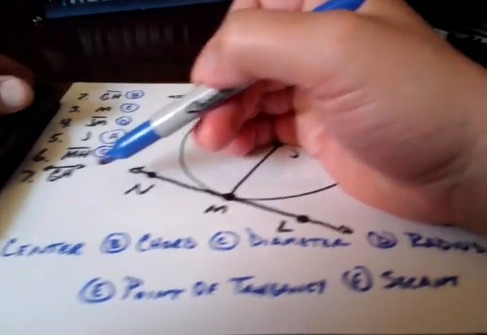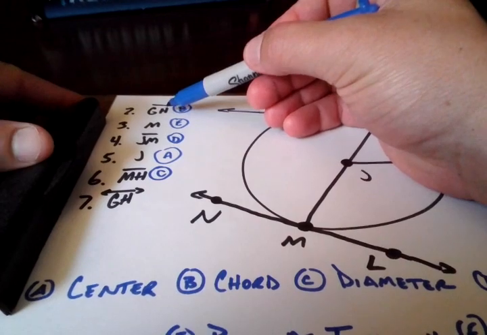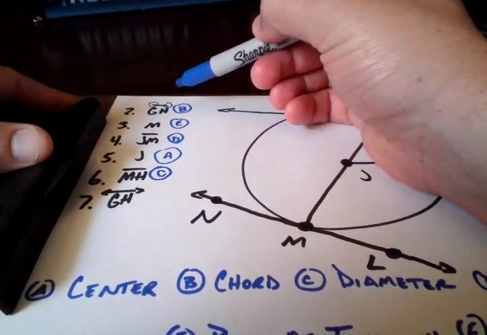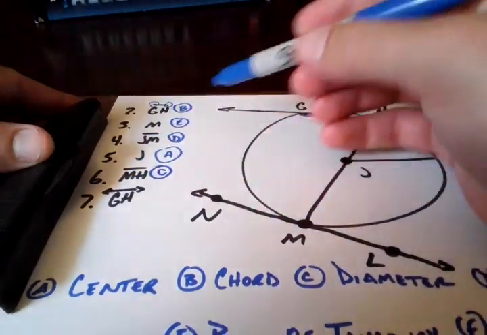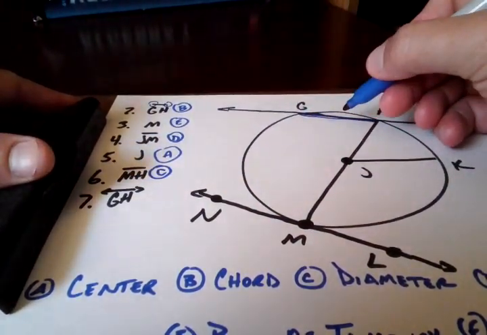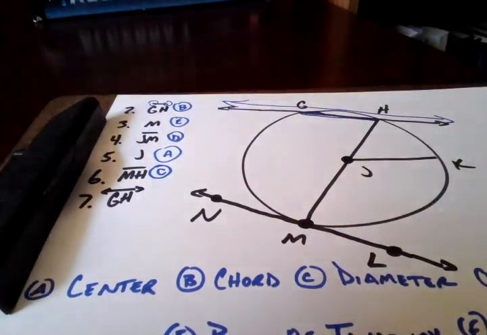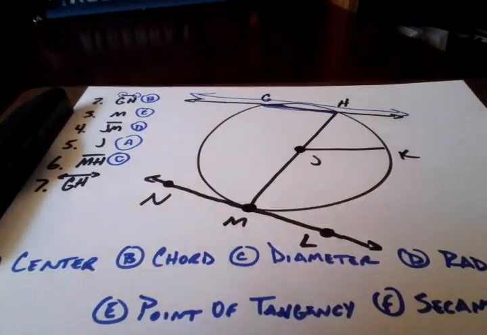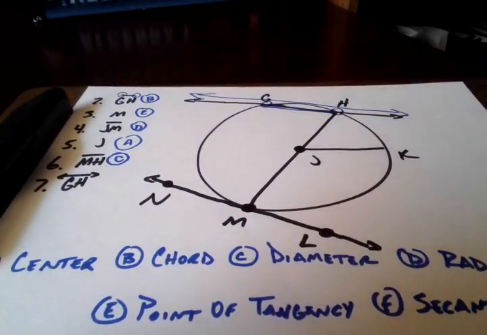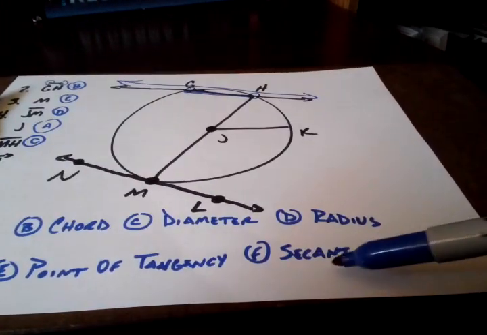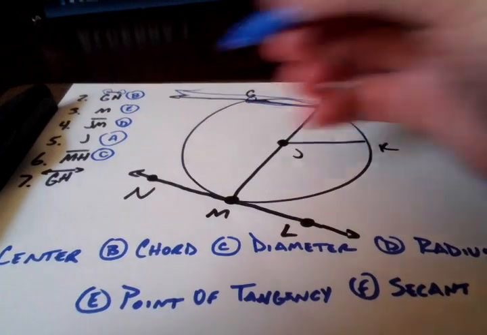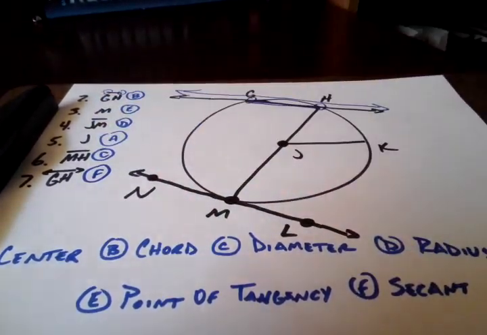Now GH, number 7, is very similar to number 2, except number 2 doesn't have arrows and this one does. This means the line. We don't want just this part anymore. Now we want this entire line, which goes indefinitely in both directions. What was the name of a line that touches a circle twice? Its name was the secant. So this is a secant, and it's F. You could have eliminated some choices and figured out it was F by other means, but that is a secant line.